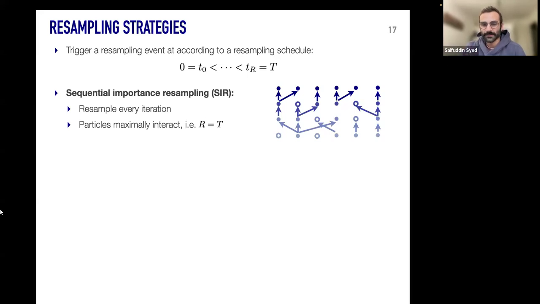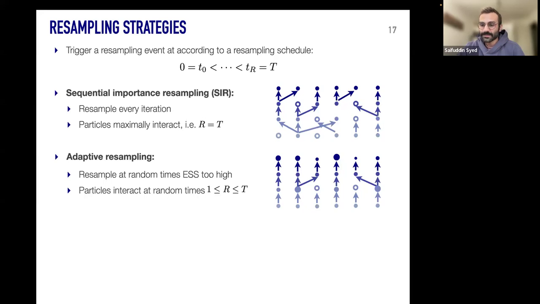So here we're going to denote T0 is always going to be 0. I'm going to say T sub R is always going to be T. And then the T1, T2, all the way up to TR are going to correspond to the resampling times. So R represents the number of resampling intervals. So if I don't do resampling at all, I'm going to get R equals 1. If I do resampling every iteration, R is going to be equal to T.